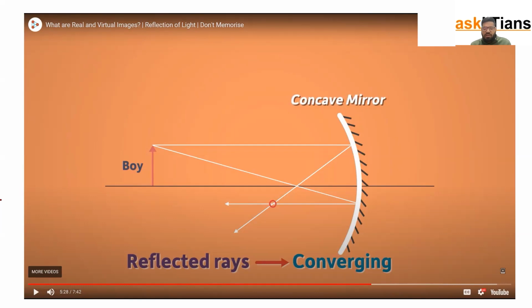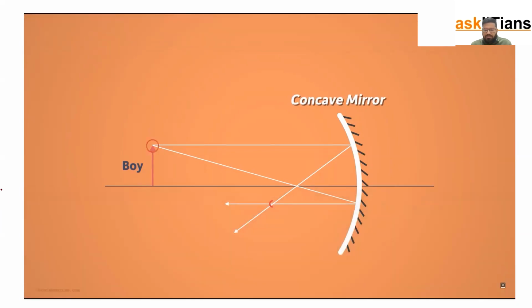So they were not actually meeting, but in the case of a concave mirror, after reflection, rays are converging towards a point and meeting at a point at which a real image is being formed. The image of the top of the arrow is formed at this point, and we can do something similar for the remaining points of the object too.